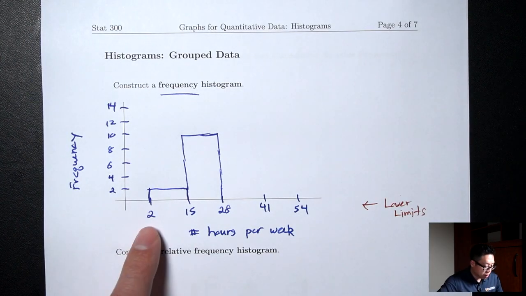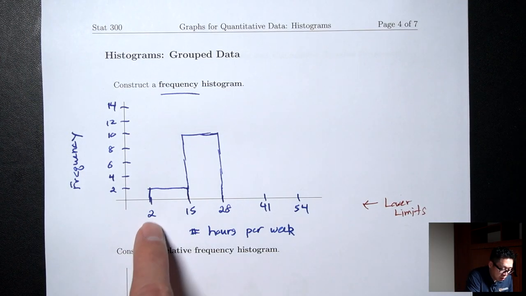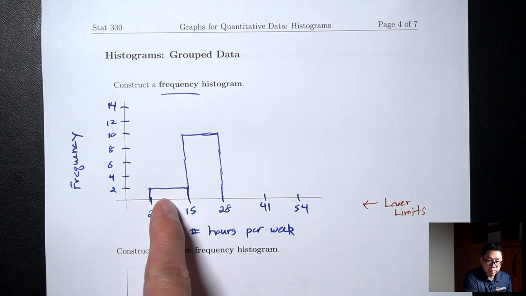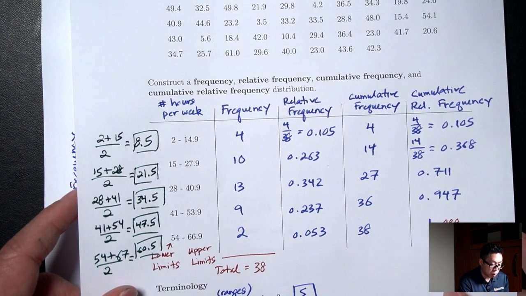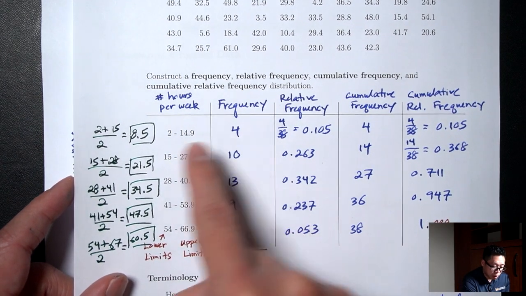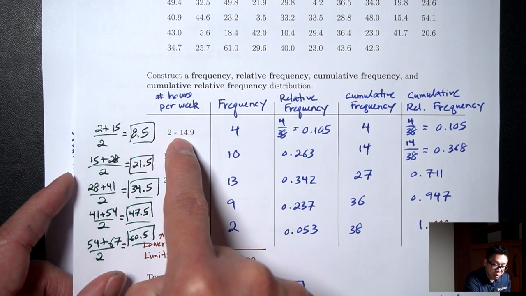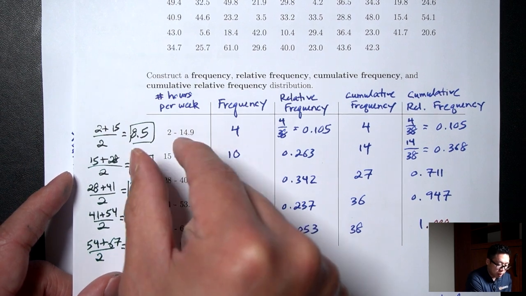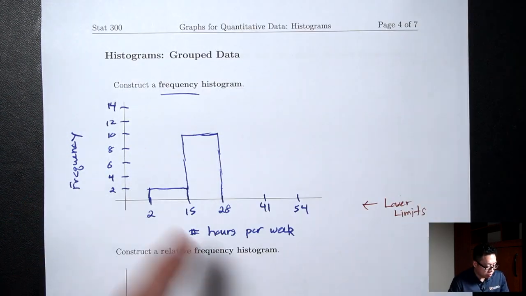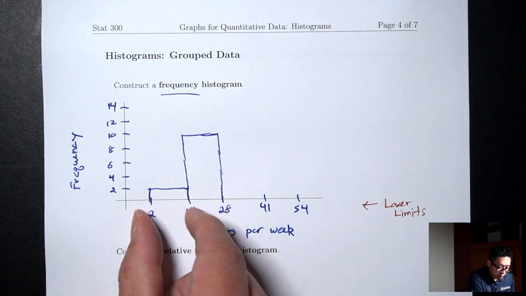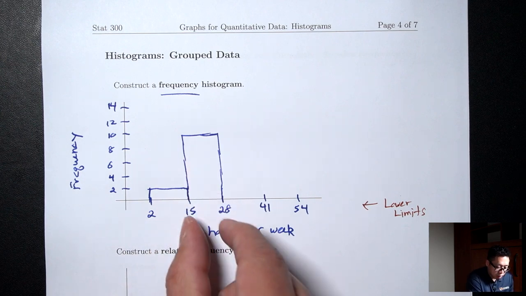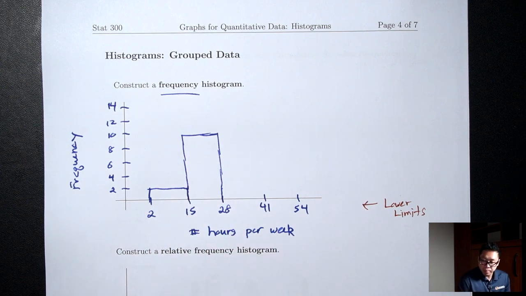Situation 2, notice that the numbers are not in the center of the bars. That's because in the grouped data situation, each frequency doesn't represent a single number. Each frequency represents a range of numbers, so each bar should be over that range. So the bar here is over that range. The next bar is over the next range.